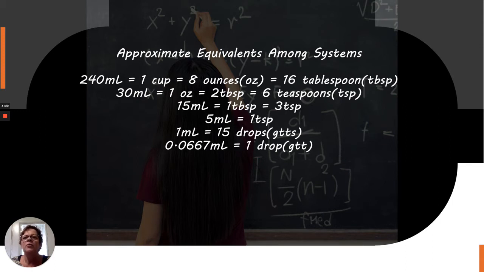1 milliliter equals 15 drops, which is abbreviated gtts. And 0.0667 milliliters equals 1 drop.